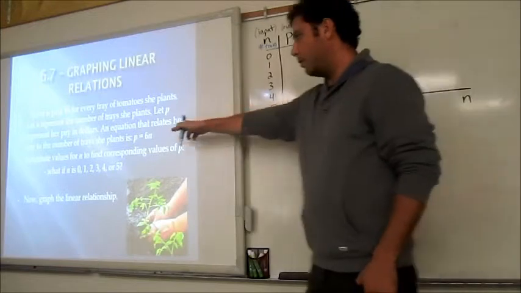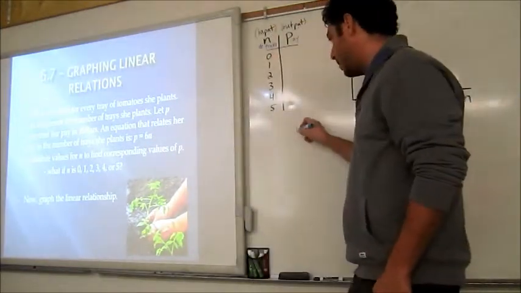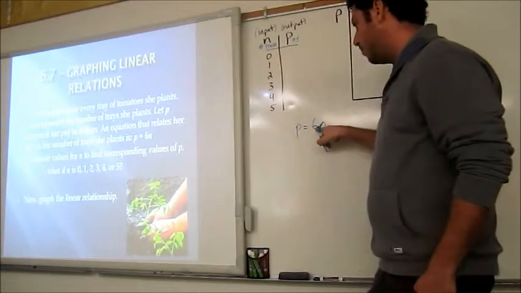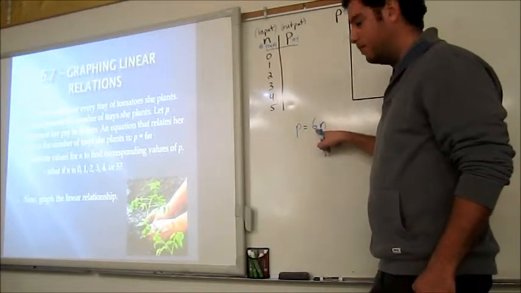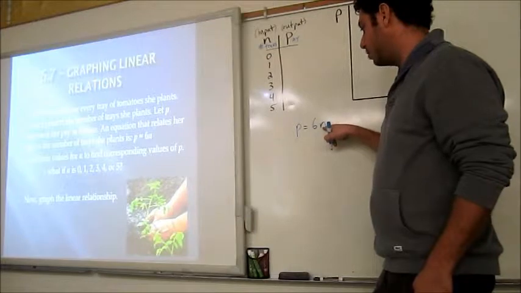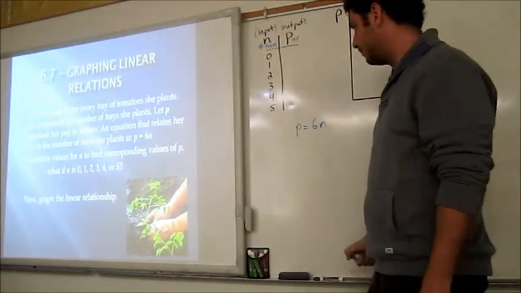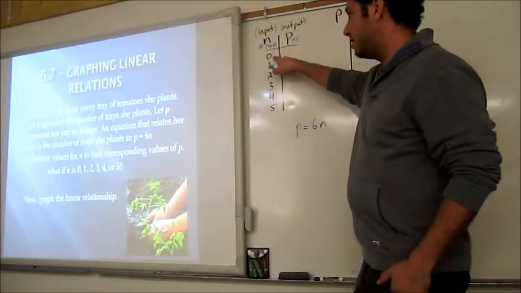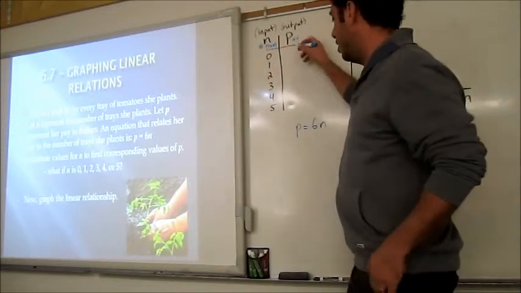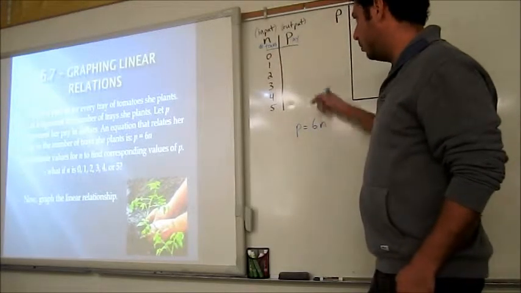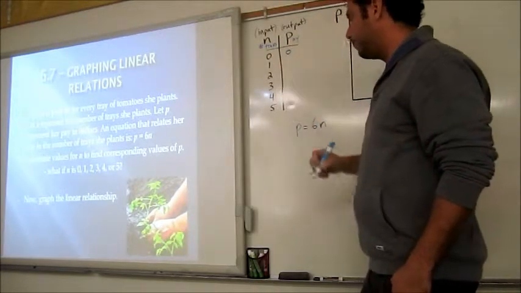And the relation we were given in the problem is that her pay is equal to 6, representing dollars, times the number of trees she plants. In other words, $6 per tree she plants. So now, if she plants 0 trees, of course she's going to make no money. 6 times 0, if N were 0, would be 0.